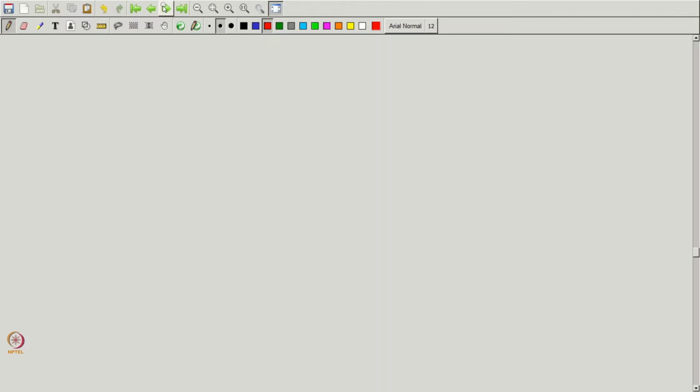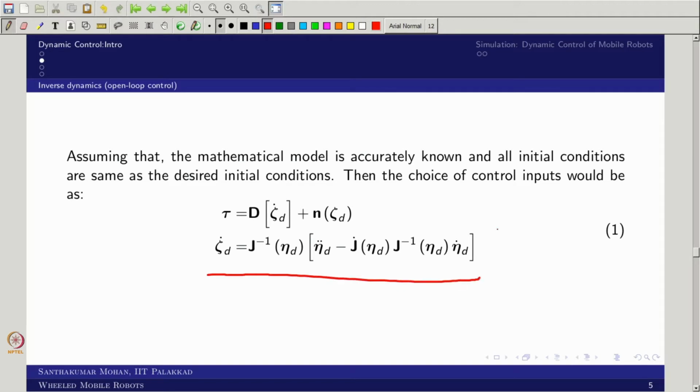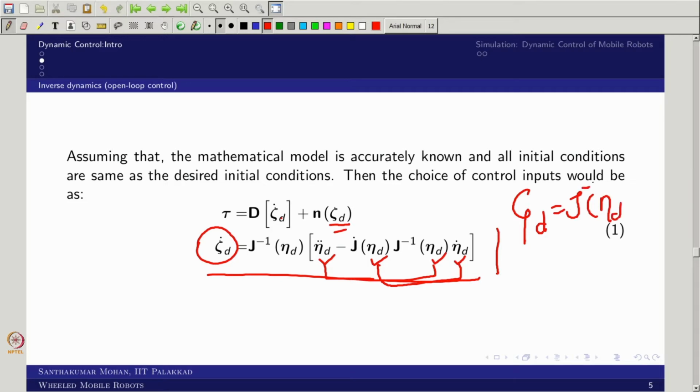Now we will see how that can be incorporated. This is what I was saying. You can bring this eta desired dot in terms of the desired trajectory information, right. So that you can incorporate and do this. Once you know this, you can do it. These are available to us and then you are using it.